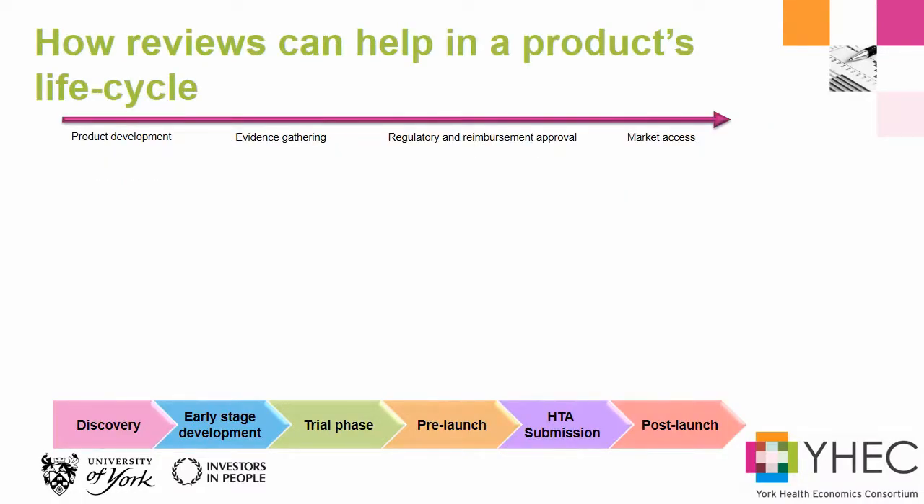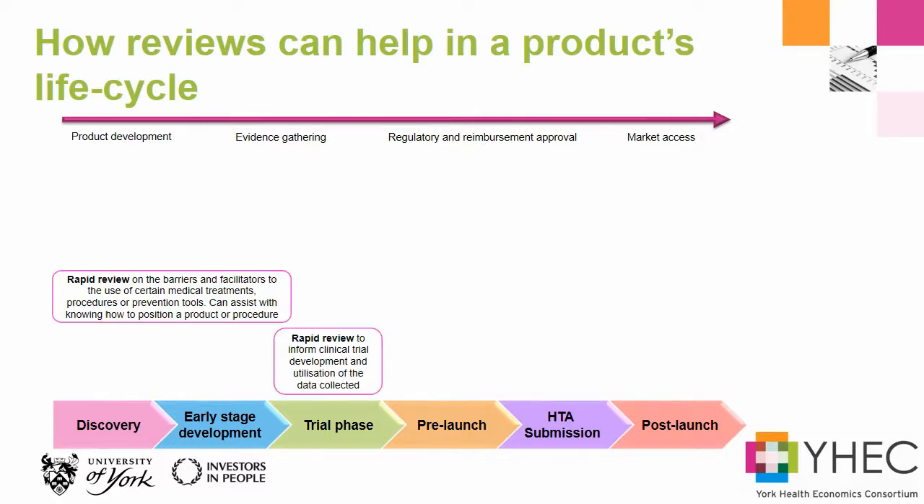Reviews can be conducted at all stages of a product's life cycle. Rapid reviews are particularly useful at the early stages to identify things that could help inform trial design, such as the key comparators and outcomes assessed across the comparator trials. They can be used to identify barriers and facilitators to uptake and inform decisions around the product's position.